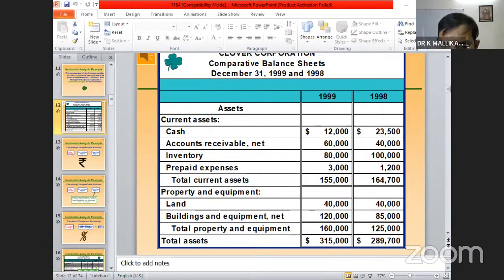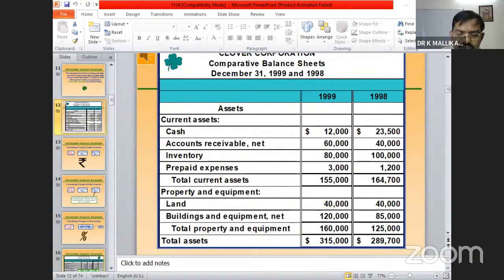So like this we are analyzing data: where is the growth? What is the percentage increase in the current assets? What is the percentage increase in fixed assets? What is the percentage increase in the current liabilities, non-current liabilities, and overall liabilities? See that in terms of percentage, it is an 8.7% increase. Okay. So that is the horizontal analysis.